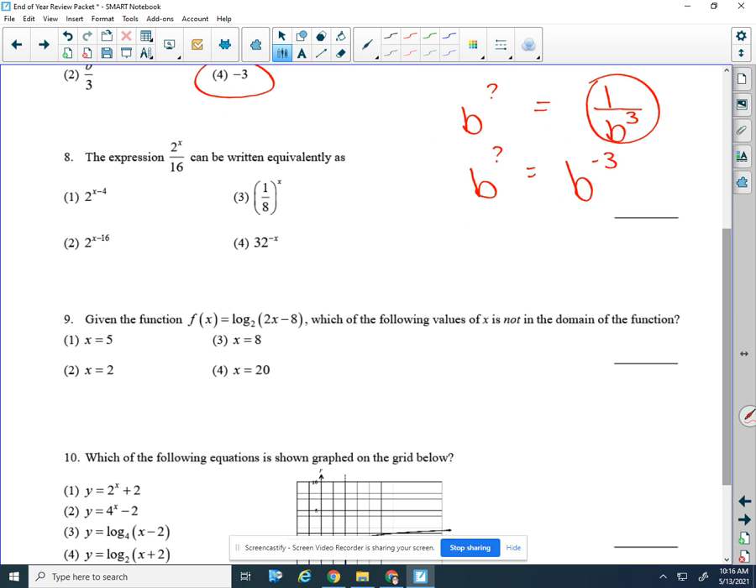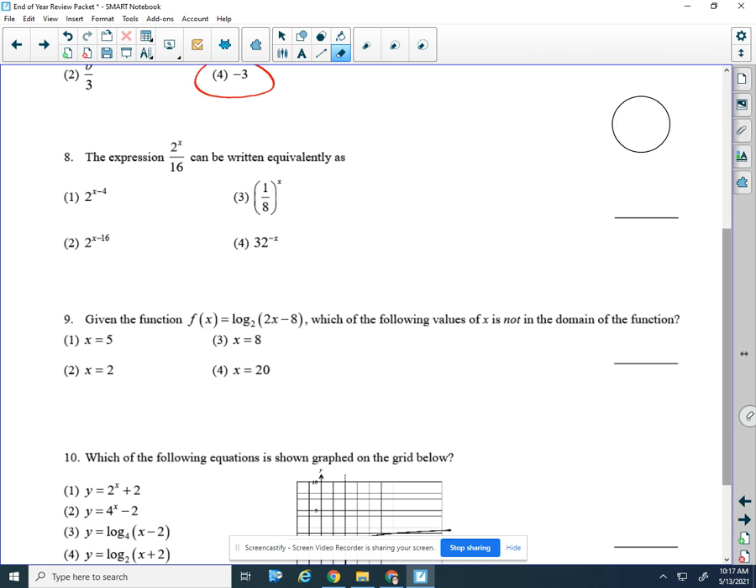Number 8, the expression 2 to the x over 16 can be written equivalently as what? Okay, I see a lot of weirdness going on here. I can't just divide 2 divided by 16 and say 1/8 because there's an x up in the exponent. But what I can do is rewrite this denominator with a common base. 2 to the 4 gives you 16. Now I can combine them. Just like if I had the problem x to the 5 over x to the 3, I would subtract my exponents and I'd get x squared.